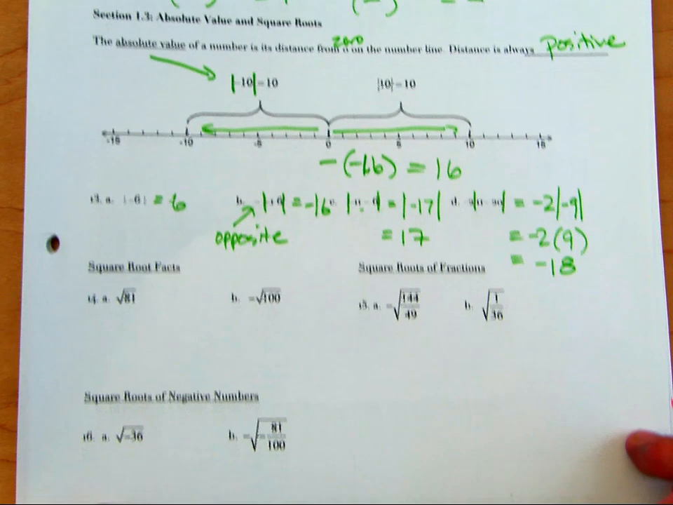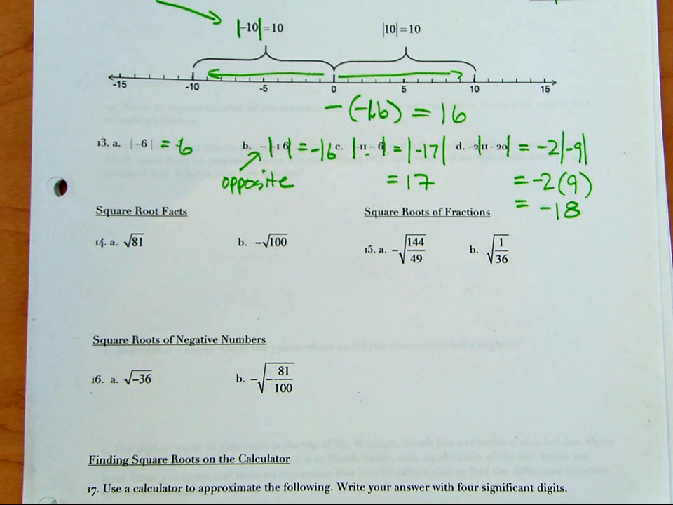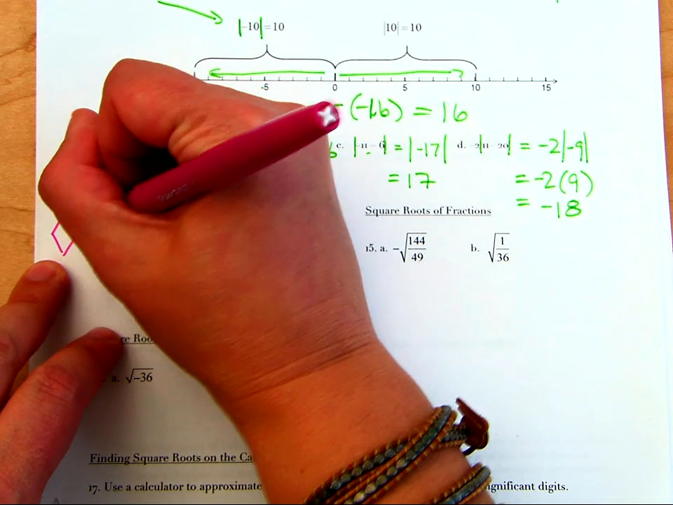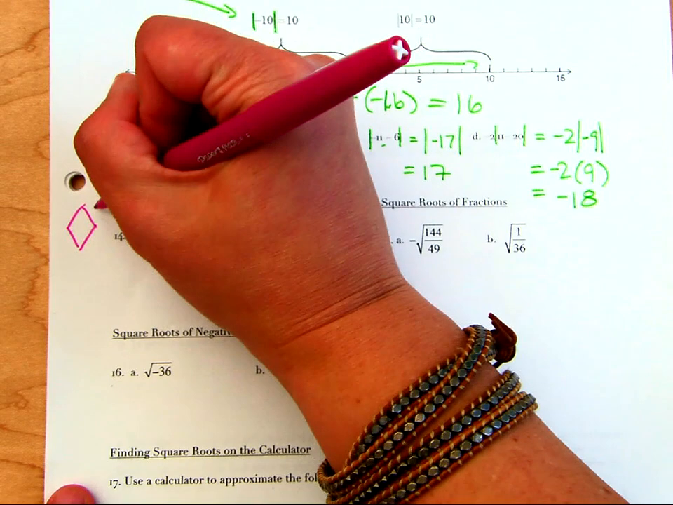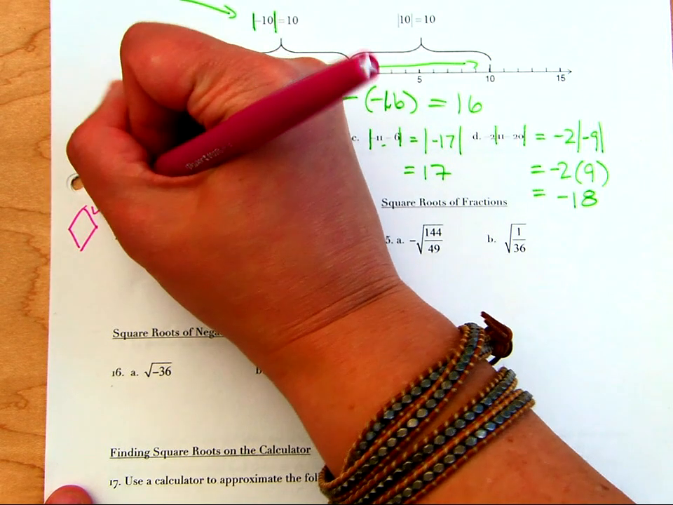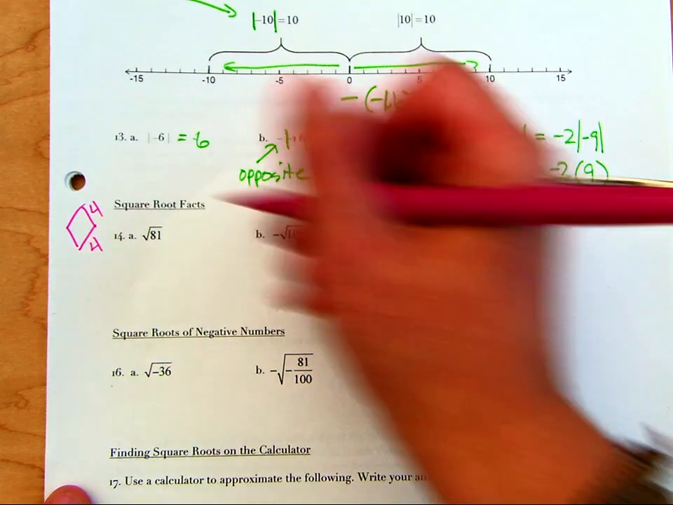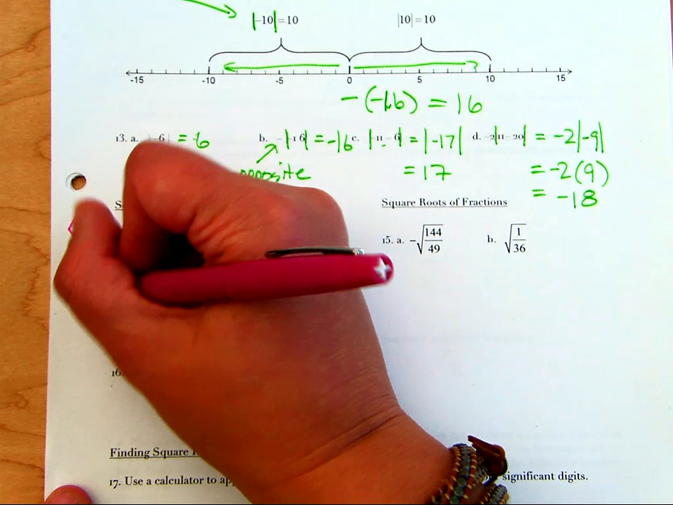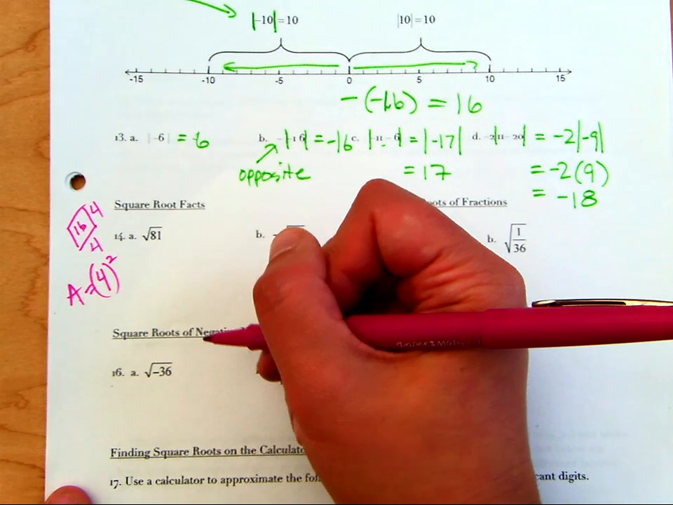Okay, any questions on that? Let's talk about square roots for a second. So what is a square root? If I have a perfect square, imagine that as a perfect square, and I wanted to find the area. So this square is 4 by 4. What's the area of the square? It would be 16, because the area is going to be 4 times itself, or 4 squared.